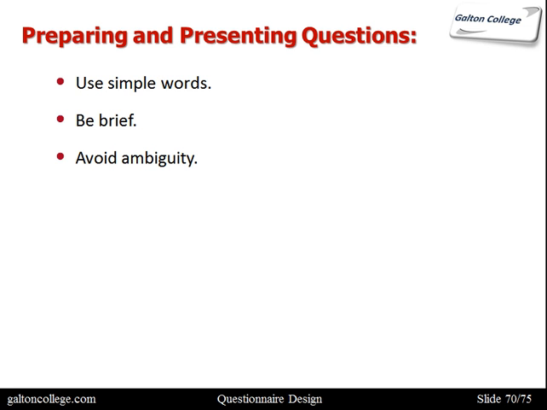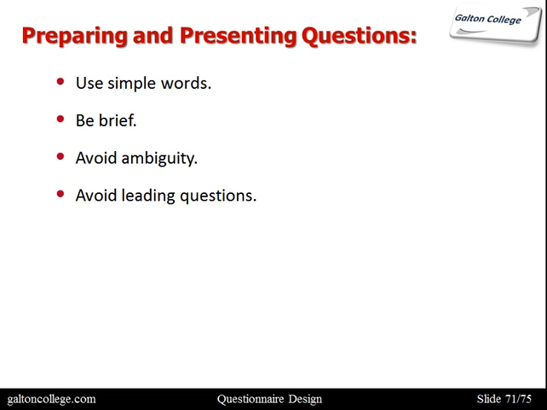But avoid ambiguous terms. And avoid leading questions. Questions of the ilk, don't you agree that the government is doing a really good job? That's leading the respondent. I have put words in the respondent's mouth. I have led the respondent. Don't you agree? It sounds like I'm being friendly and I'm being pro-government. Don't you agree? It's doing an excellent job.